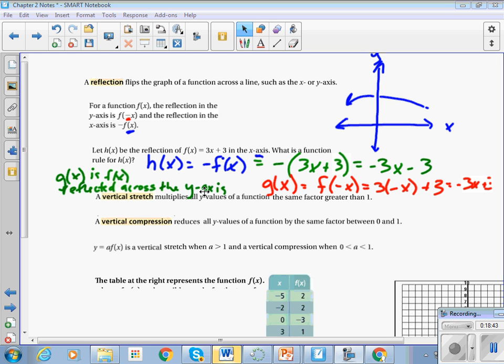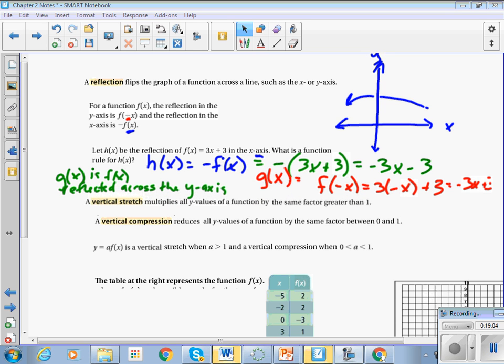All right, so we have been moving functions left and right, up and down, reflecting across the axes. What we're going to do now is stretch them tall and long or make them fat and skinny. So a vertical stretch multiplies all the y values of a function by the same factor greater than 1. If you don't have a factor that's greater than 1, you are not stretching it out all tall. And that's how I remember this.